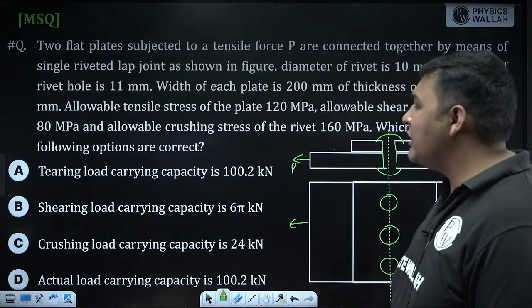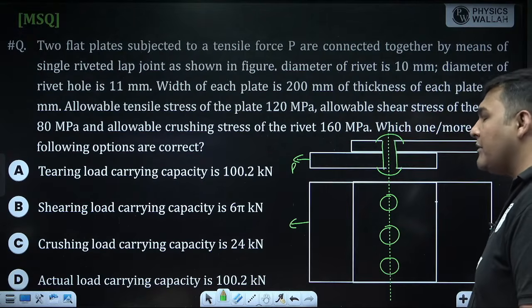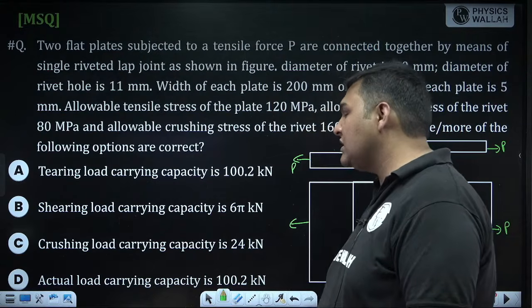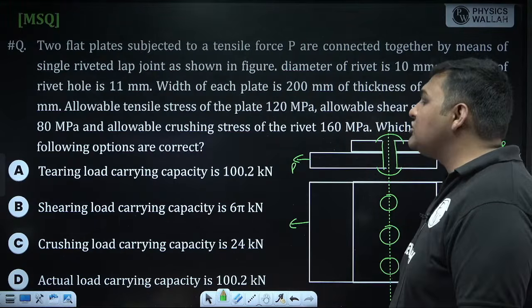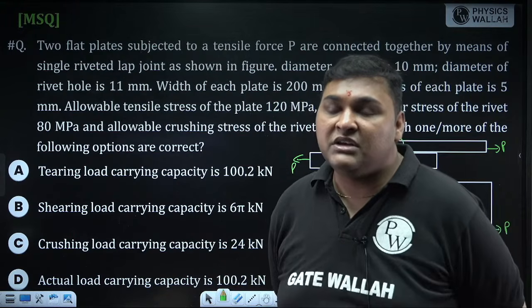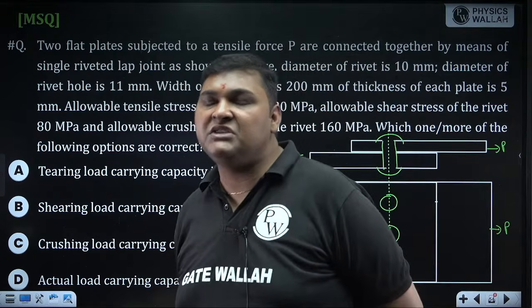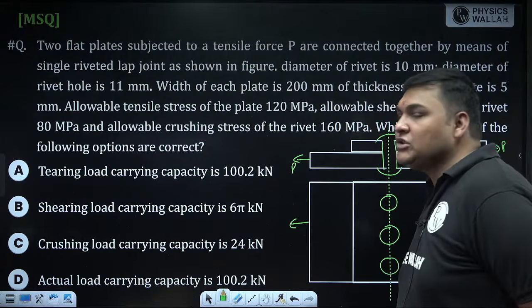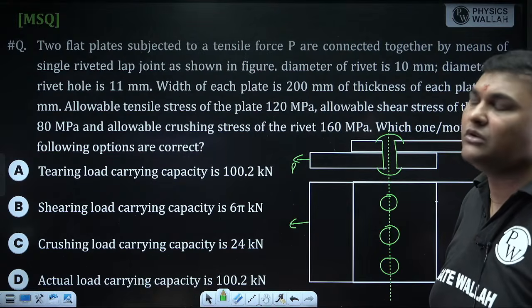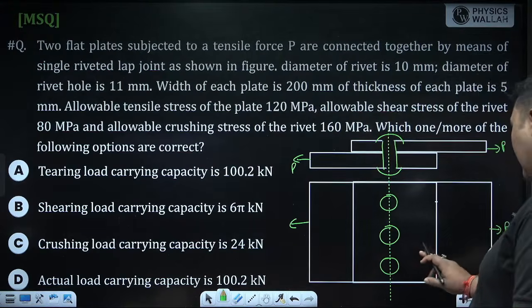Since it is an MSQ, more than one option can be correct, so you have to focus on all the options. In the options, the exam is asking: A, tearing load capacity, meaning load capacity to avoid tearing failure; B, shearing load capacity; C, crushing load capacity; and D, actual load capacity. Even to find actual load capacity, you need to find tearing, shearing, and crushing load capacity. And what is actual? Actual load capacity is the least value out of tearing load capacity, that is PT, crushing load capacity, that is PC, and shearing load capacity, that is PS. So even to calculate actual load capacity, first you need to find PT, PS, the shearing load capacity, and PC, the crushing load capacity. Solve this. I am also discussing it. This is the diagram.